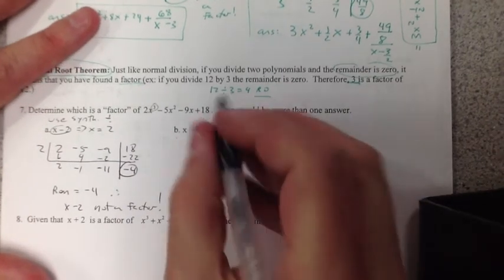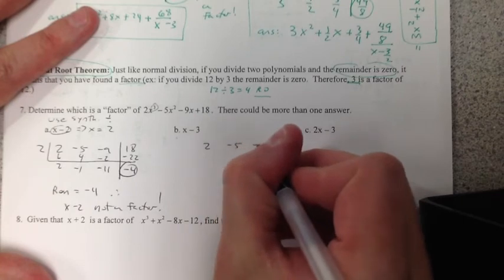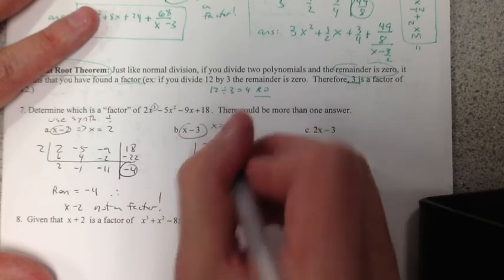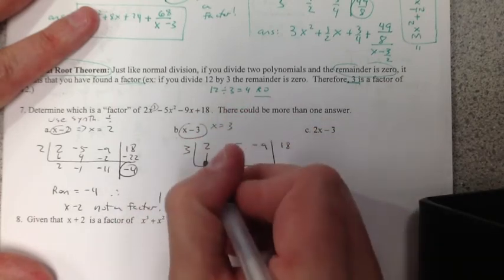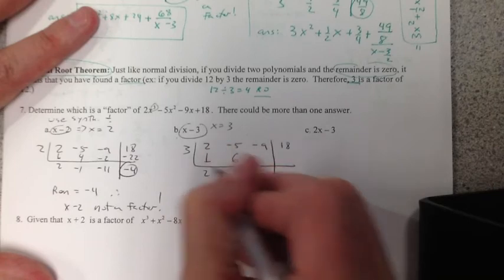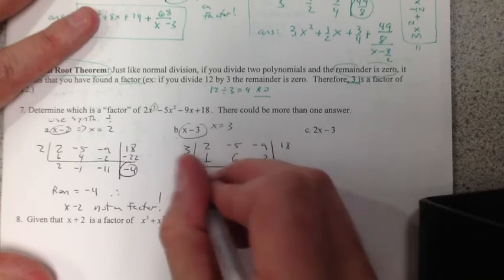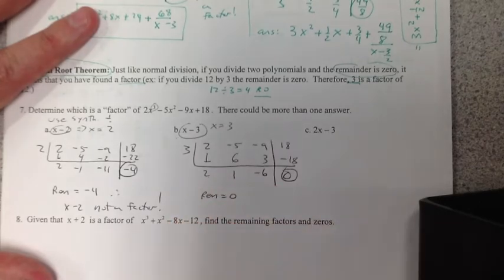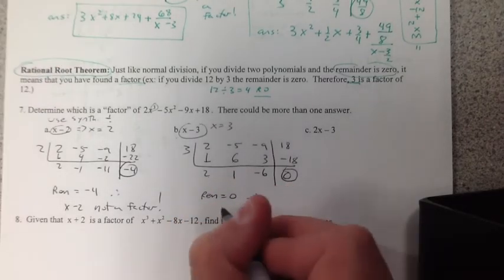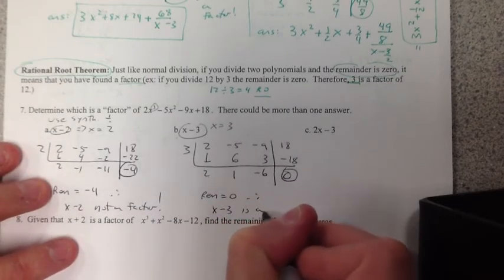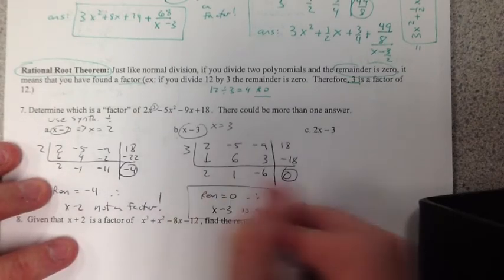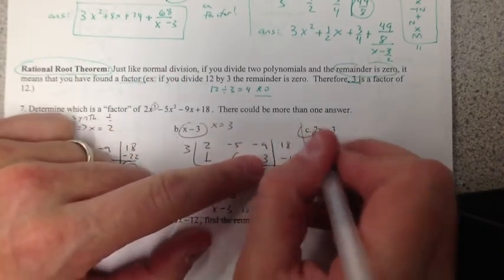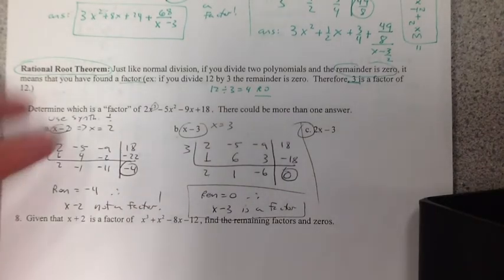Okay, so same thing. 2, negative 5, negative 9, 18. Make your 4, but this time I'm dividing by x equals 3. 2 becomes 6, becomes 1, becomes 3, negative 6. 3 times negative 6, negative 18. My remainder is 0. So because my remainder is 0, therefore, x minus 3 is a factor. So easy breezy. So x minus 3 is our factor. Now, check C. I want you guys to check C, and we'll go over this in class tomorrow.